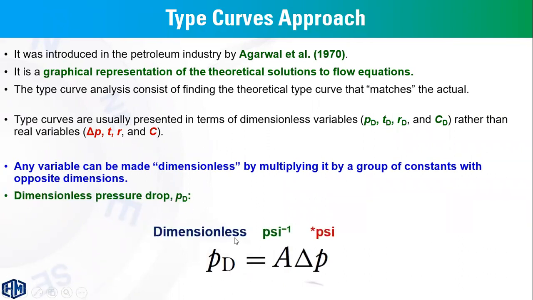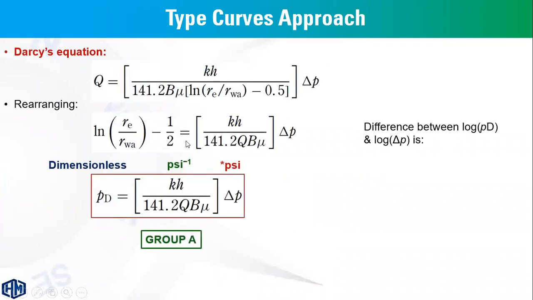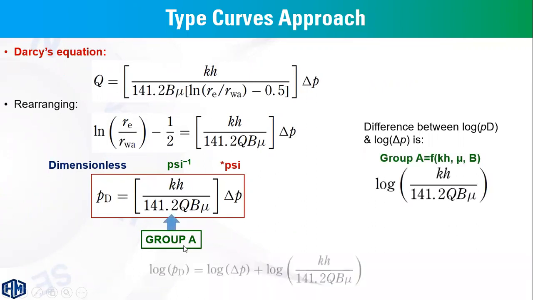As you can see, for example, the dimensionless pressure is a function of the pressure itself in psi times this group of variables, A capital. So the units of A capital must be psi^-1 to get the dimensionless pressure, p_D, as dimensionless or unitless. This is the equation, but in a simple rearrangement like this, we have this form: the dimensionless pressure is equal to the pressure drop in psi times this term, which has units of psi^-1. This term is defined as group A. Group A is a function of k, phi, mu, and B, the oil formation volume factor.